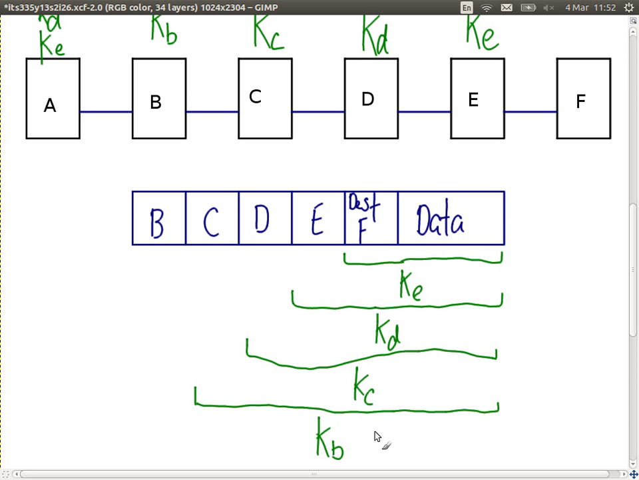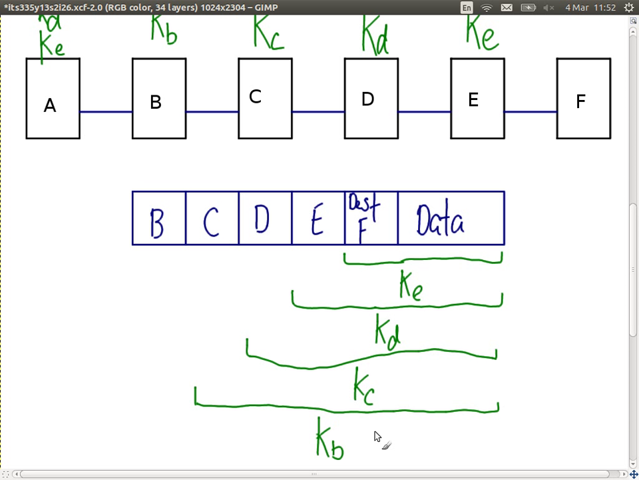When E receives the packet, it doesn't know that the packet came via A, B, and C. Because all it sees when E receives the packet, this part, is that E is the destination. It knows it came from D because D just sent it. And it knows it needs to send to F when it decrypts, but it doesn't know that before D there was C.